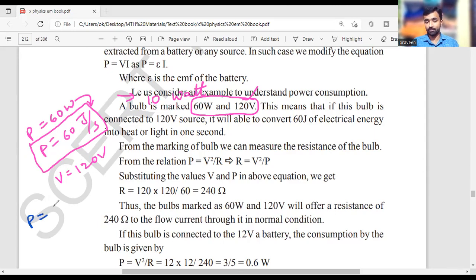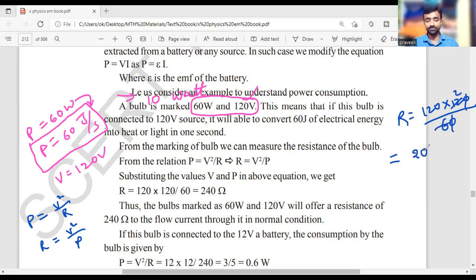Using the formula, power is equal to V square by R. From this, R equals V square by P. What is V? Here V is given as 120, so 120 square, 120 into 120 by P. P is given as 60. So R is equal to 120 into 120 by 60. Cancelling, 6 1 ja, 6 2 ja, that gives 2 times 120, which is 240. So 240 ohms is the resistance of the given bulb, right?